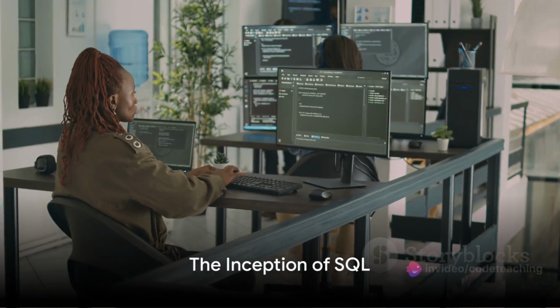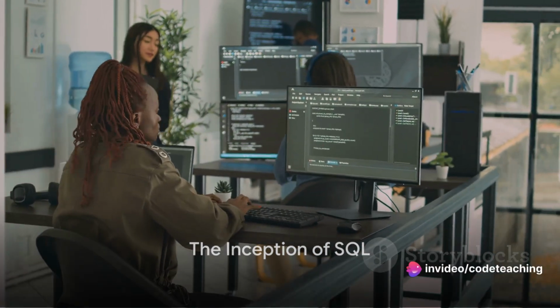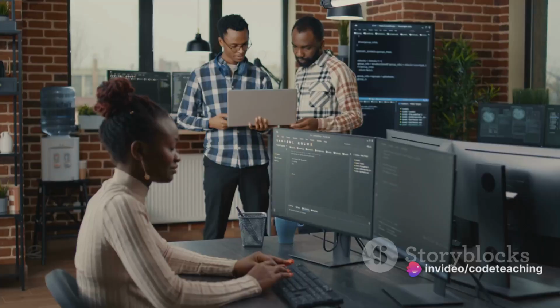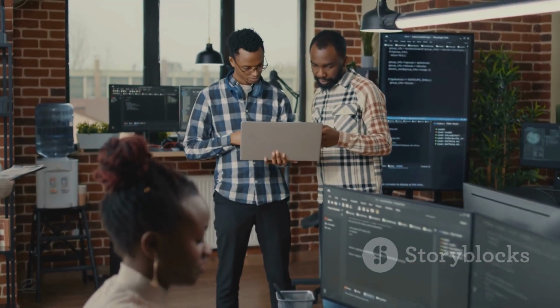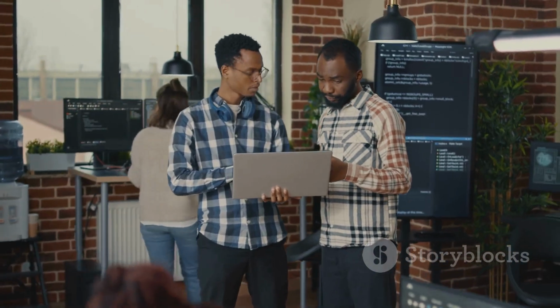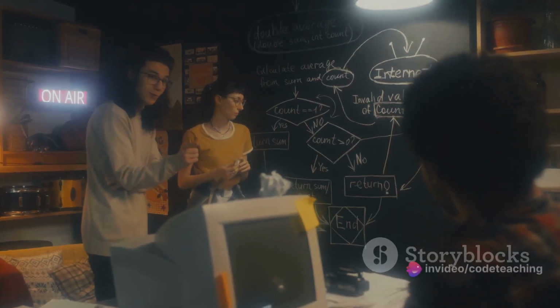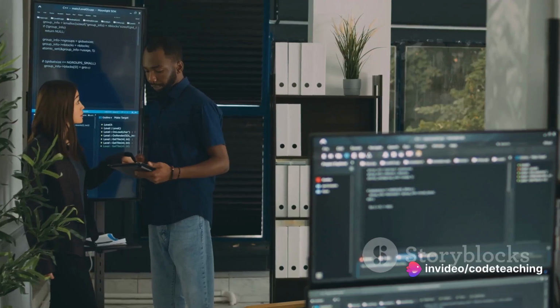Ever wondered where SQL, the language that powers most of today's databases, originated from? Let's take a trip back in time to the 1970s. During this era, a team at IBM known as System R began to lay the groundwork for what would become SQL.